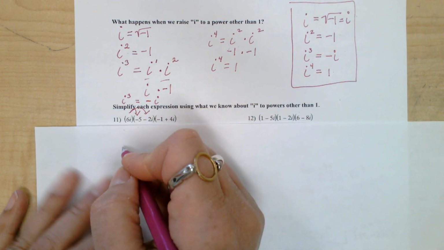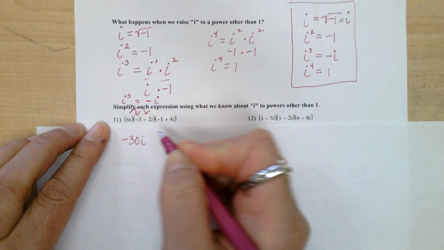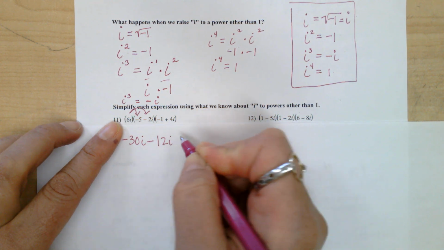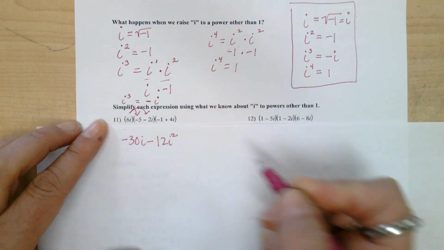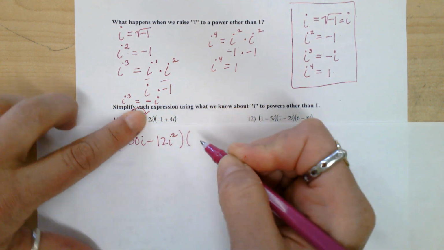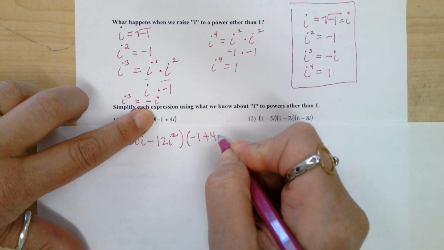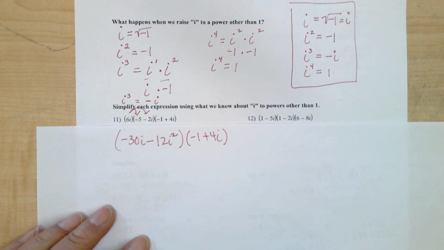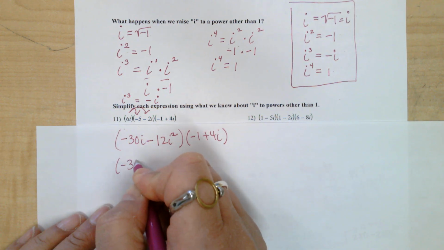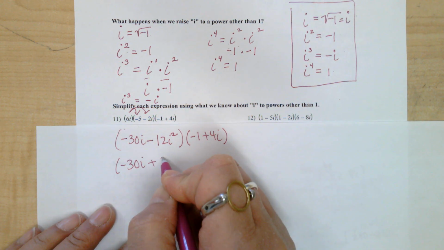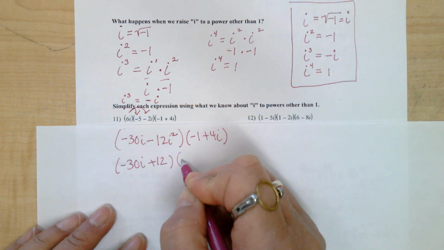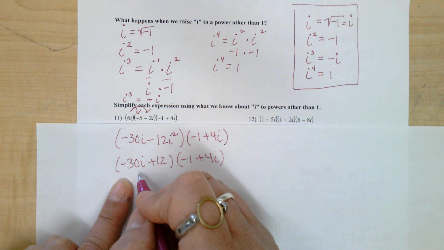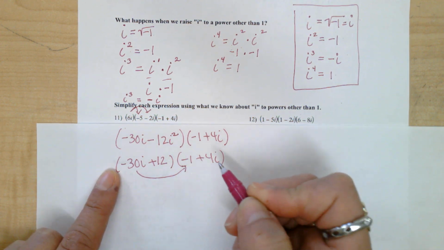So 6i times -5 is going to be -30i. 6i times -2i is -12i squared. Okay, parentheses because we still need to bring -1 plus 4i. Okay, now we have this i squared, so I would definitely change that to a +12, and then we can go through and we can multiply. Okay, so I'm just going to do double distributive here.